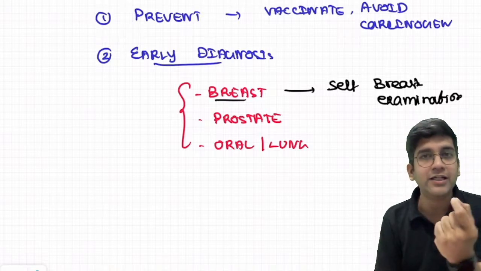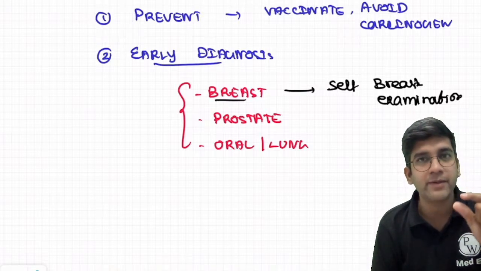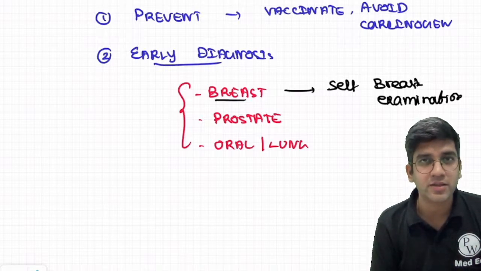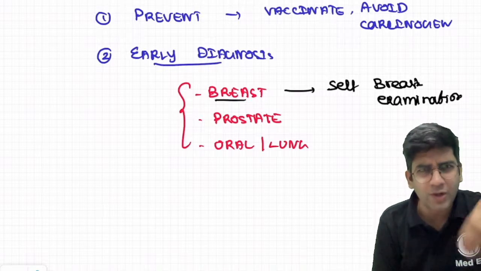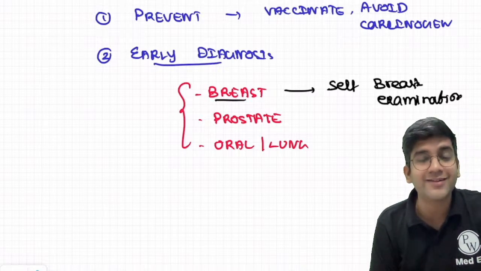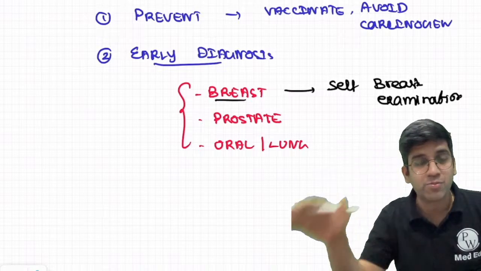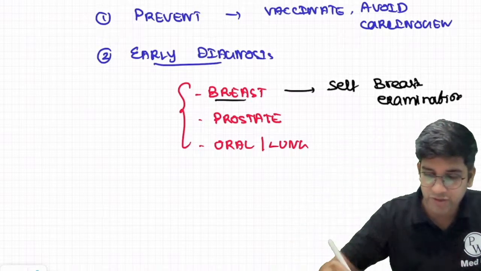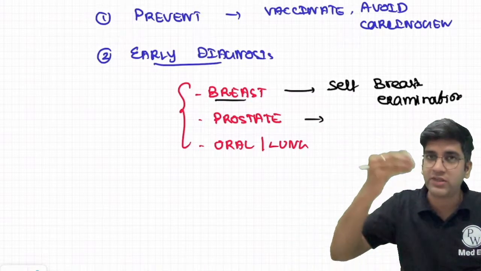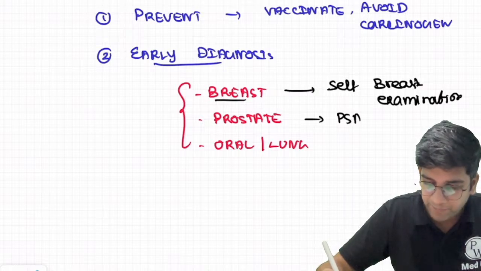So if I find a lump which is 1 centimeter or 0.5 centimeter in the breast, treatment is lumpectomy, just remove that quadrant alone, quadrantectomy. Prognosis is like 30-35 years, an amazing prognosis. When it becomes 4 centimeter, prognosis drops. That's early diagnosis. And if your dad is around 45-50 years, do a PSA.